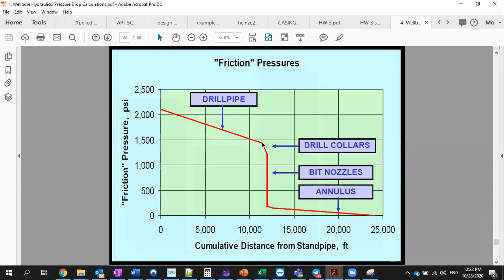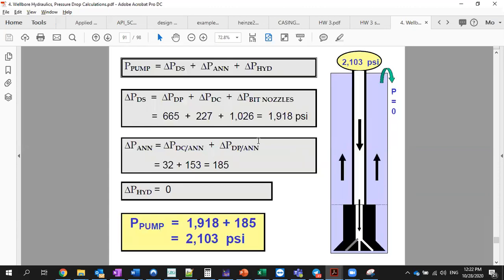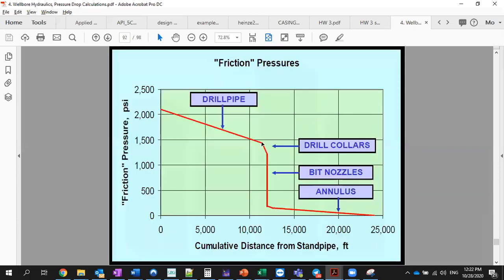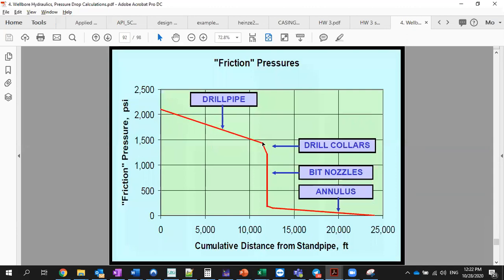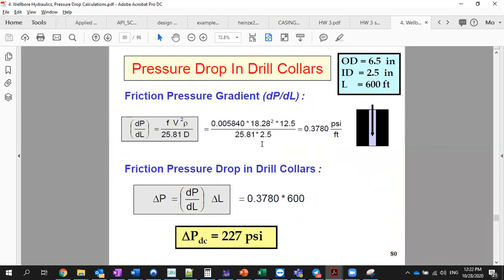Pump pressure, how much you lost, next point. Now the next section is your drill collar. How much did you lose in your drill collar? 227 psi. What is the length of your drill collar? The length of my drill pipe was 11,000. The length of my drill collar is probably 600 something, I don't remember, but your pressure drops by 227 psi for that specific length. Or maybe this is 10,500. Let me double check the lengths.